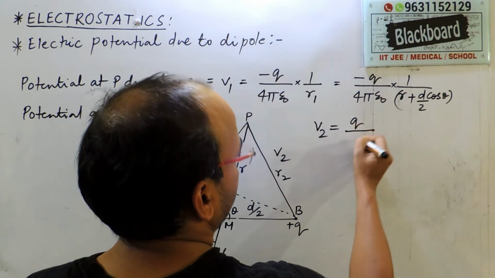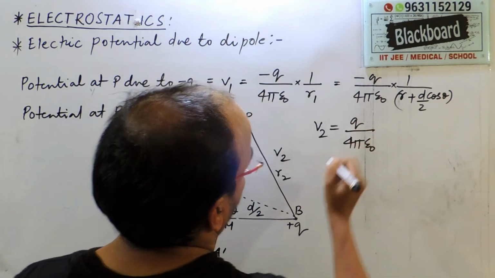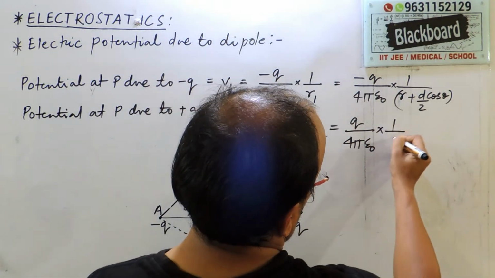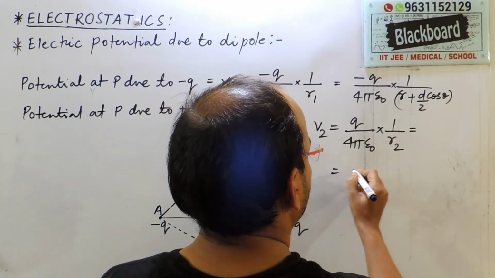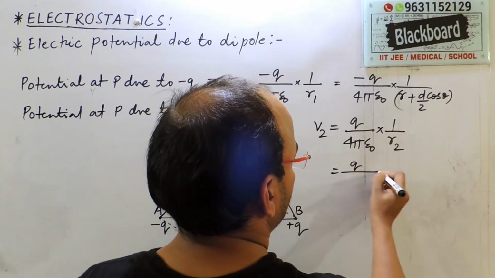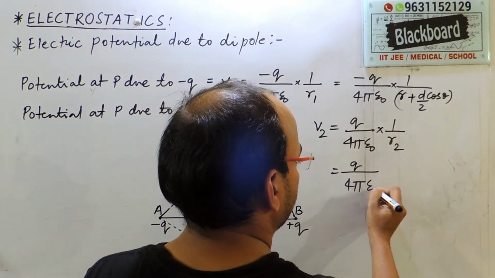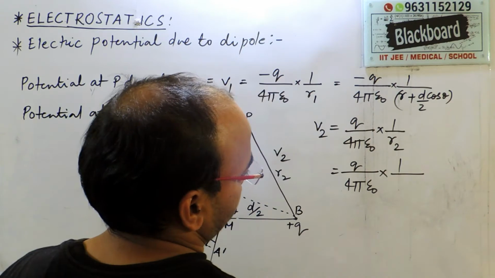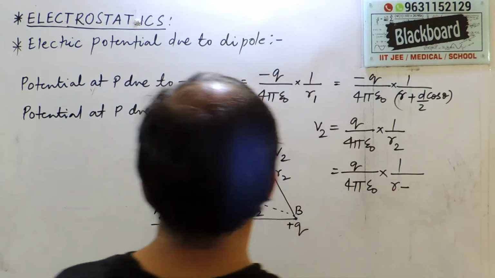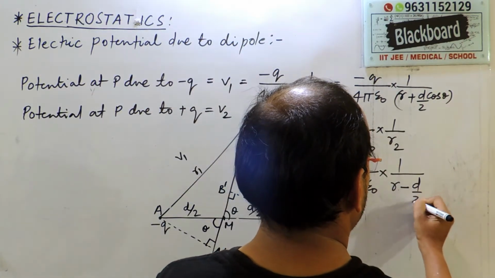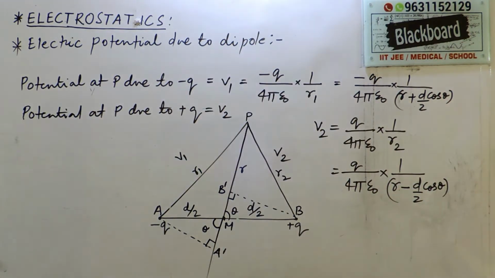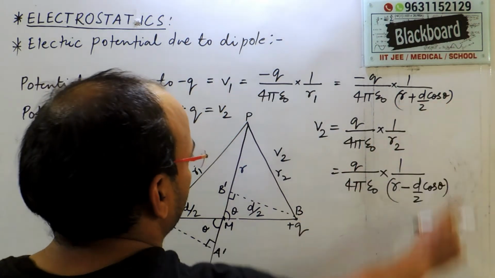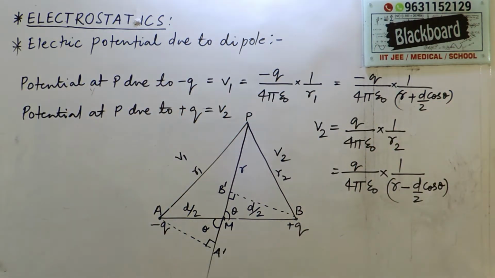And potential, next, potential at P due to positive Q is V2 and V2 is equal to here Q by 4 pi epsilon naught and this is 1 by R2. This is positive और ये पॉजिटिव वैल्यू है तो इसको हम यहाँ पे लिख देते हैं. This is Q by 4 pi epsilon naught into 1 by this is R minus D by 2 cos theta. This is here V2. For V2 R minus D by 2 cos theta. For V1 this is R plus D by 2 cos theta लिखेंगे हम लोग.